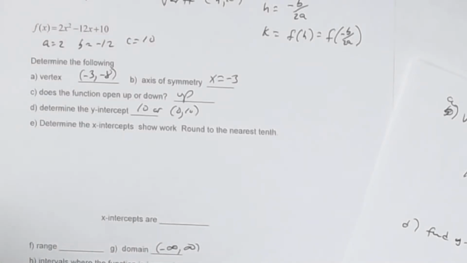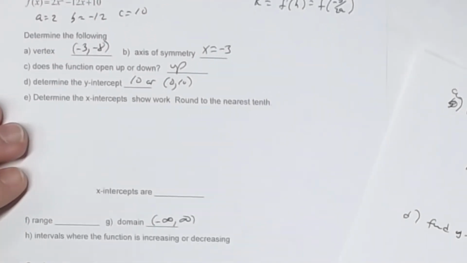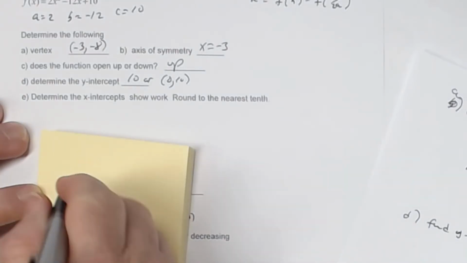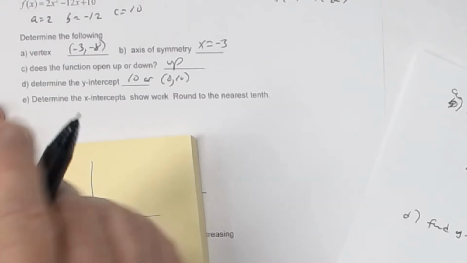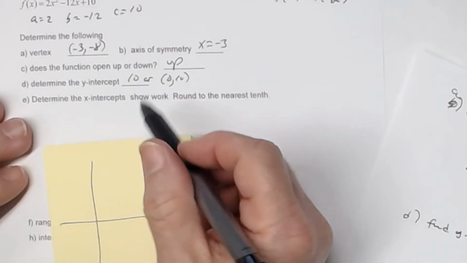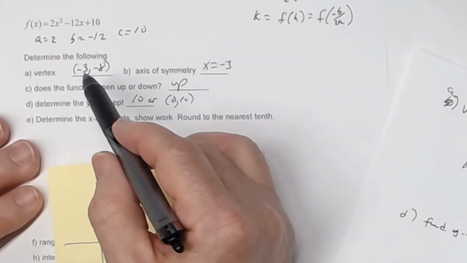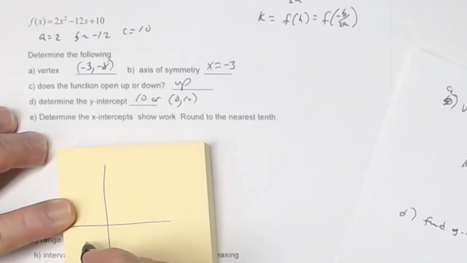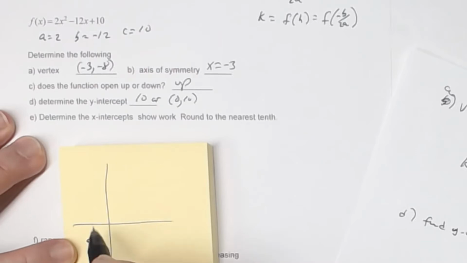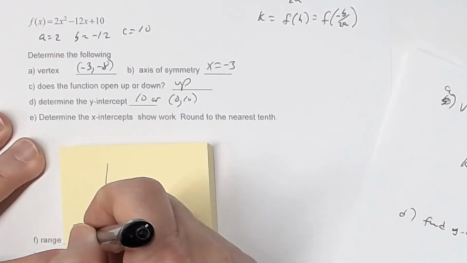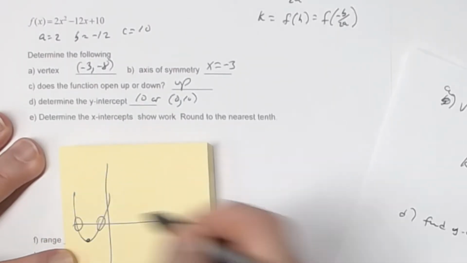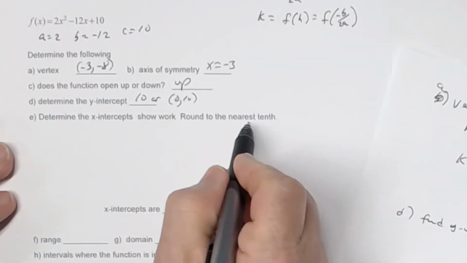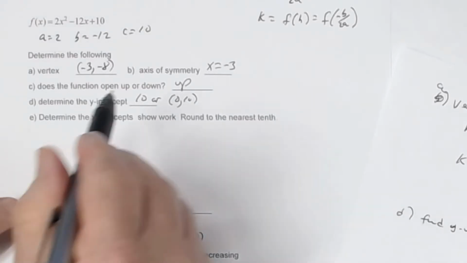So, before you do E, always ask yourself, first of all, does it have an x-intercept? All right, well, to determine that, you think about your vertex. My vertex is (-3, -8). So that's in the third quadrant. It also goes up. So since it goes up, notice it has 2 x-intercepts. So then I can find them. And I did tell you to round to the nearest tenth. So let's go ahead and do the work. It does say show the work.